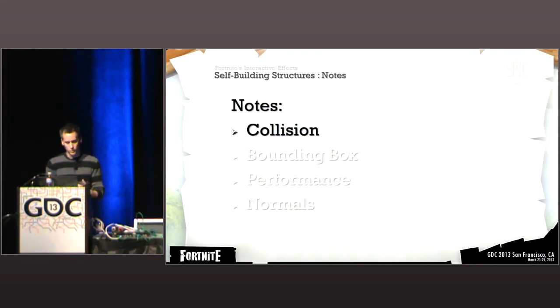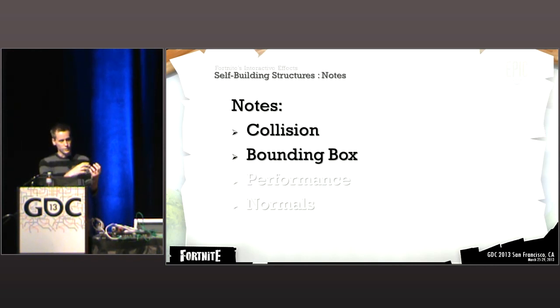So a few points before we conclude. Collision does not update when you use a vertex shader. So you have to design around that, or use vertex shaders on assets that don't need collision.